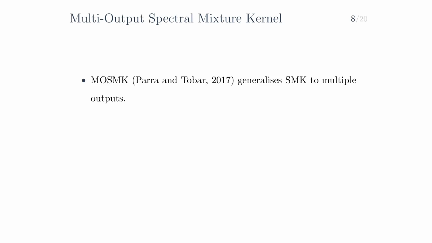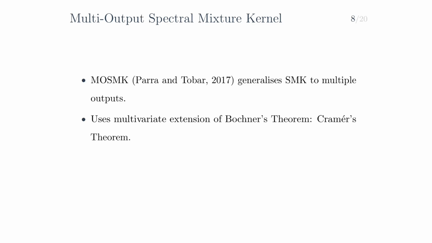The multi-output spectral mixture kernel generalizes the spectral mixture kernel to multiple outputs, like the name says. The construction is very similar to the single output case, with the difference that instead of Bochner's theorem, it uses a multivariate extension of Bochner's theorem called Cramer's theorem. Now that we're dealing with multiple outputs, let's denote the number of outputs by p.